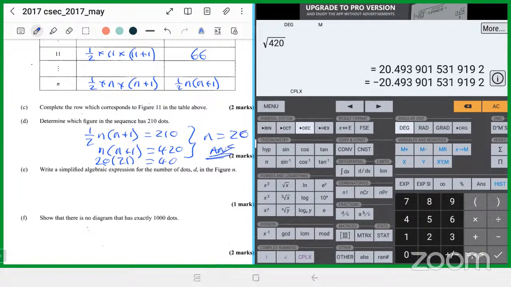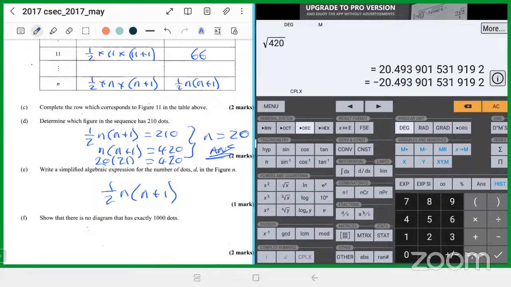If you do it another way and get the 20, no problem. But n is 20. Figure number is 20. All right? That's it. It says, write a simplified algebraic expression for the number of dots D in figure N. Half n plus 1. That's it. That's the number of dots in figure number N.